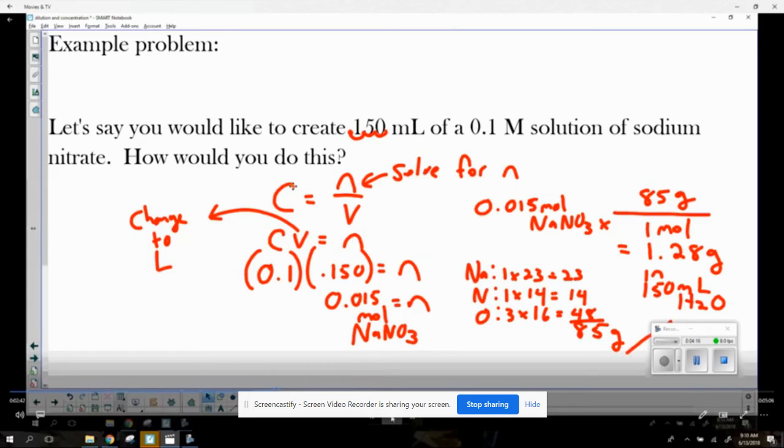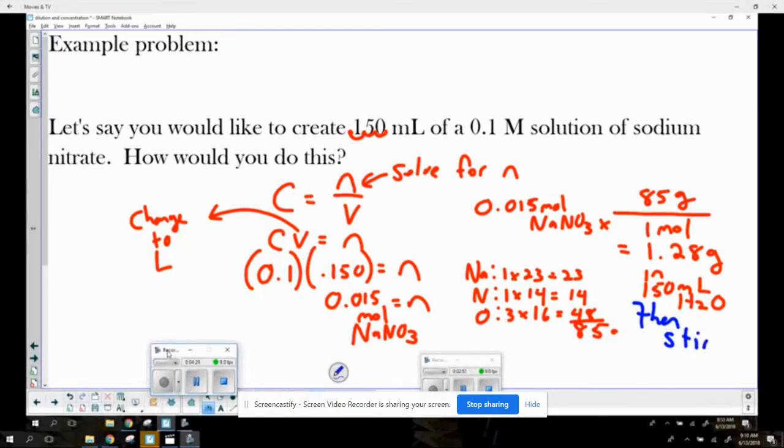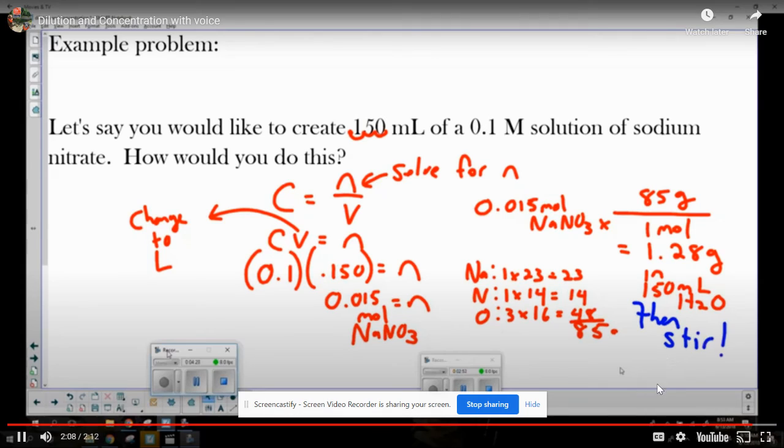It is a good formula, and definitely stir in order to get the sodium nitrate to dissolve. It should dissolve pretty readily because all nitrates dissolve in water.